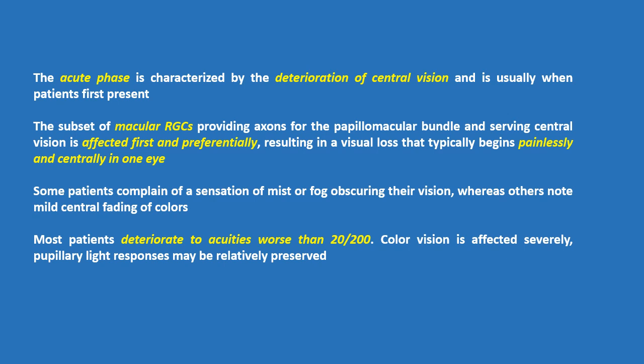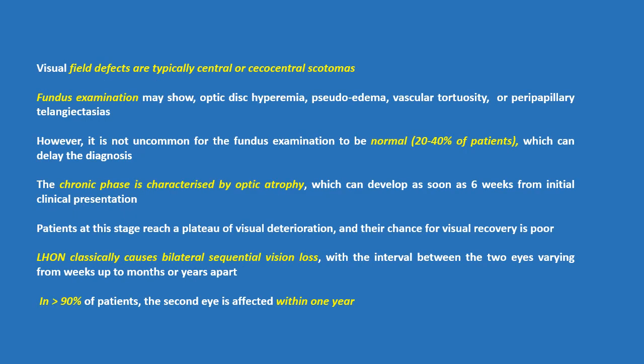The subset of macular retinal ganglion cells providing axons for the papillomacular bundle and serving central vision is affected first and preferentially, resulting in visual loss that typically begins painlessly and centrally in one eye. Some patients complain of a sensation of mist or fog obscuring their vision, whereas others note mild central fading of colors. Most patients deteriorate to acuities worse than 20/200. Color vision is affected severely, and pupillary light responses may be relatively preserved. Visual field defects are typically central or cecocentral scotomas.